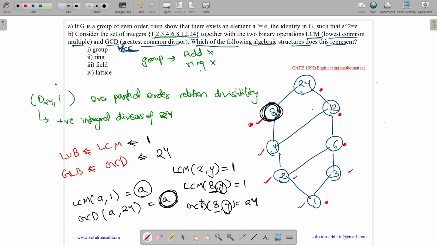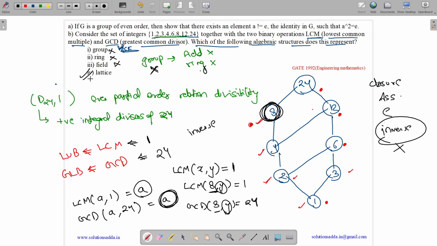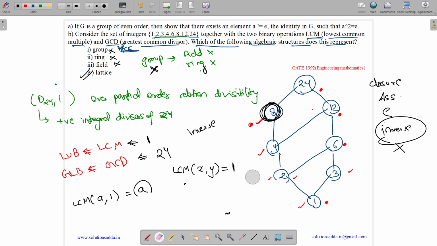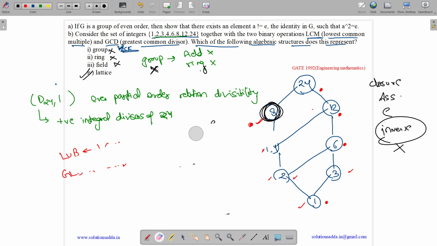So there is no inverse, which means it is not a group, because a group has the properties that it should have closure, associativity, existence of identity and existence of inverse. So if inverse is not satisfied, then it's not a group. If not a group, then it won't be an abelian group. Thus it won't be a field and it won't be a ring. So it will be a lattice.